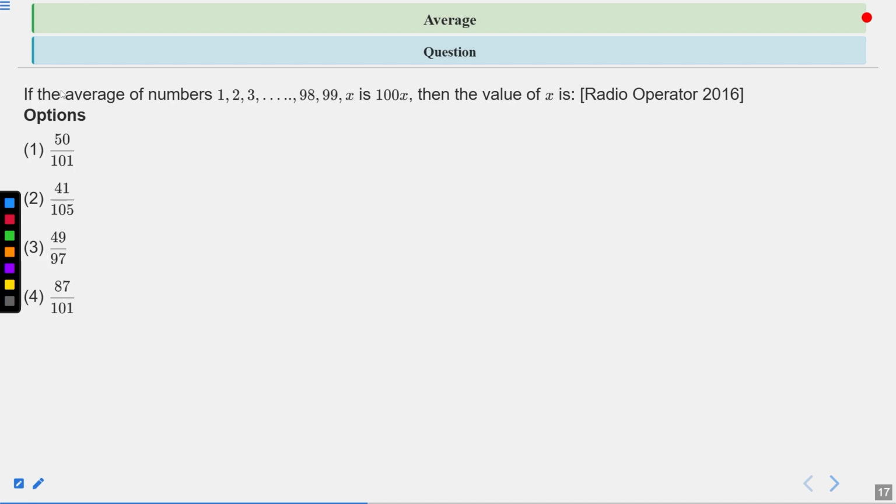If the average of the numbers 1, 2, 3, ..., 99, 98, 99x is 100x, then the value of x is? This question was asked in the Radio Operator exam in 2016. So there are four options. First one is 50 upon 101. Second is 41 upon 105. Third one is 49 upon 97. Fourth one is 87 upon 101.